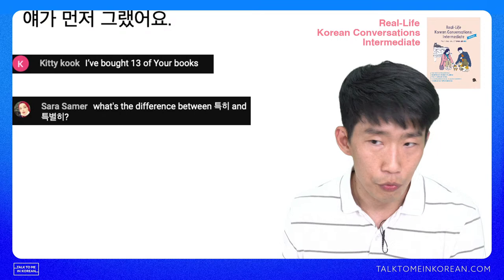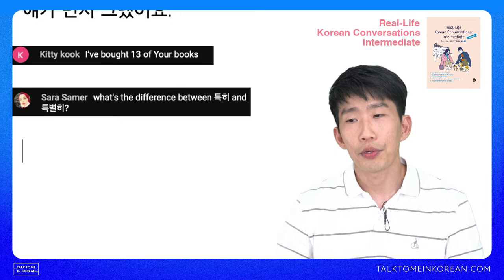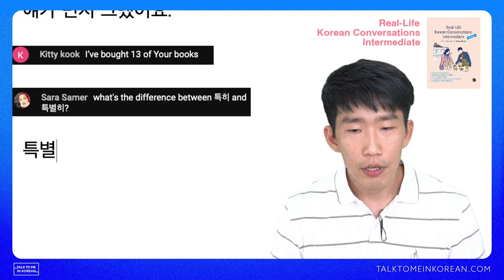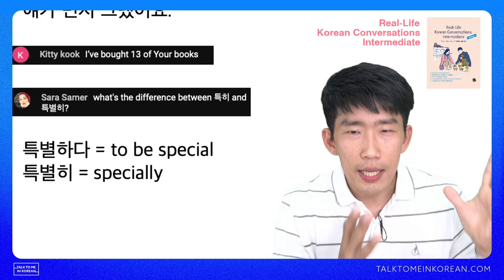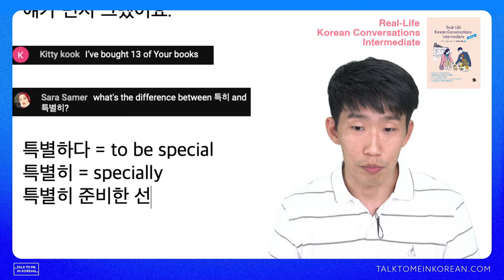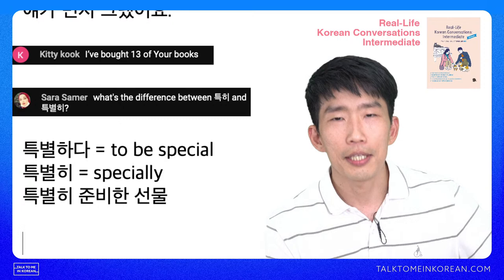So what's the difference between 특히 and 특별히? Oh, 특 and 별, 특별하다 is to be special. 특별히 is specially. So you can make a present. 특별히 준비했어요. 특별히 준비한 선물. 선물 is a present. 특별히 준비한 선물. You have specially prepared with special care.